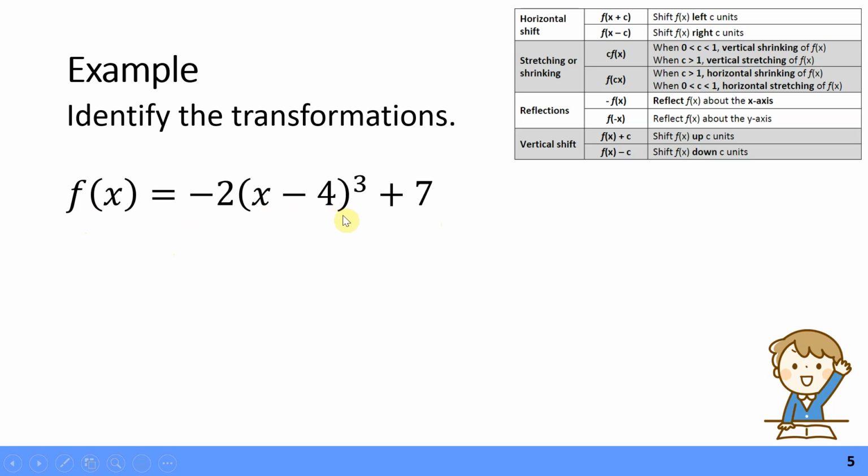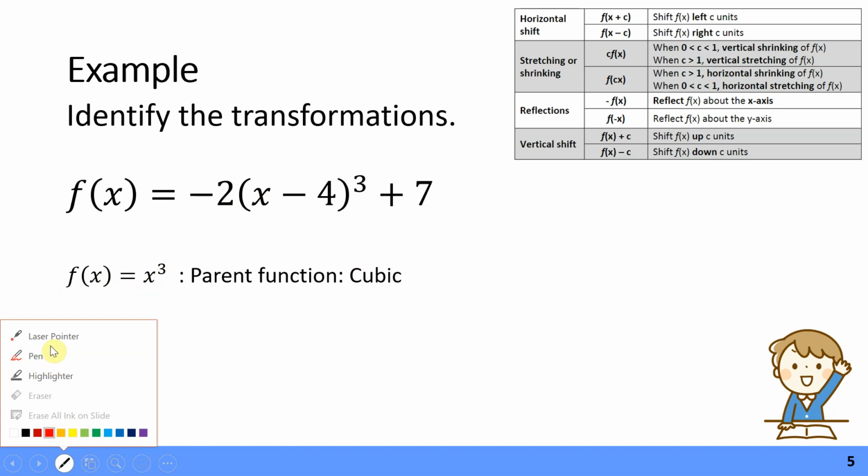But the first thing you should ask yourself, remember, is what is the parent function of this one? And if you remember, every time you see a little 3, a third power, anywhere in the problem, you should know that the parent function here is a cubic. And this is what the cubic equation looks like. We have x to the third power.